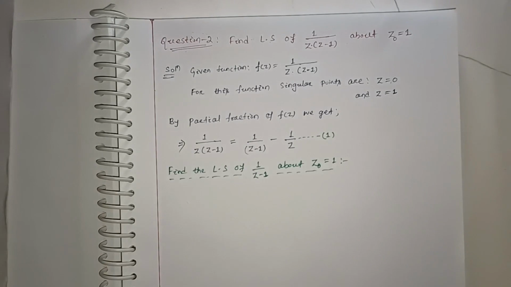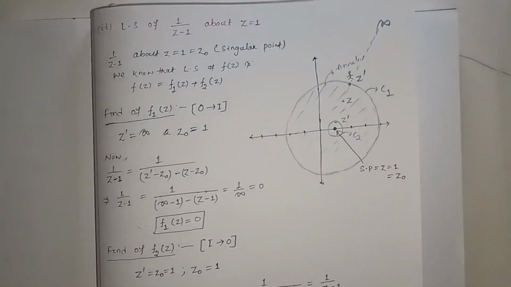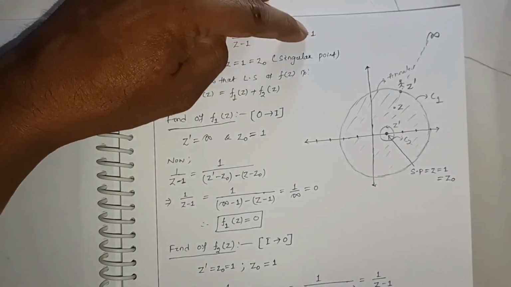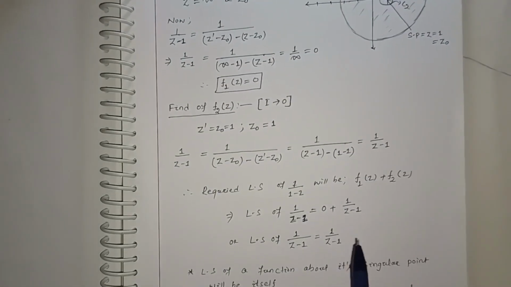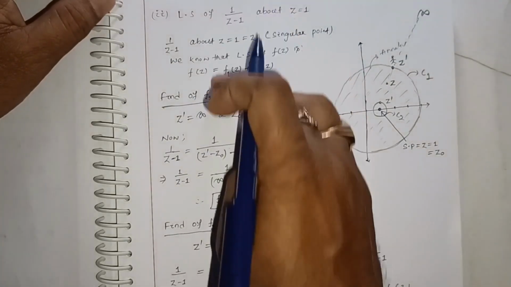Last class we discussed that whenever we try to find the Laurent series of a function about its singular point, the Laurent series will be the function itself. The same question we have done here: the Laurent series of 1 by z minus 1 about z equal to 1 is the same function, 1 by z minus 1. You have to remember that.